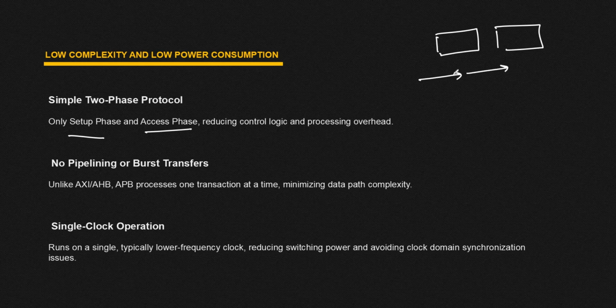In the first phase we are passing the address and control information, whereas in the second phase we are passing the data information. Now it is non-pipelining, and I have explained the meaning of non-pipeline. Also, it is a single clock operation. I have told you it is synchronized with the clock, so all the signals of your APB are synchronized with your clock.